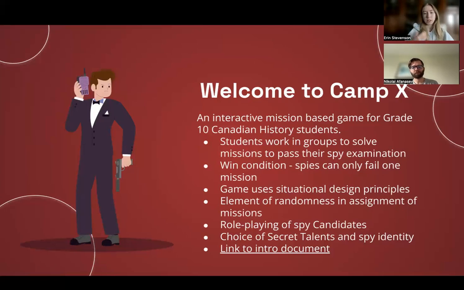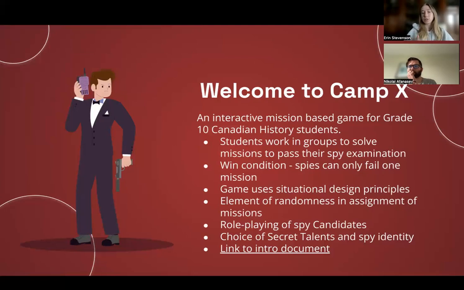The way that the game will work is that a teacher will announce to the students that they are all potential graduates for Camp X. It is their job to pass a final examination by passing a series of missions that they will be given. The win condition for this game, and so the ability of students to pass, is that spies can only fail one mission.